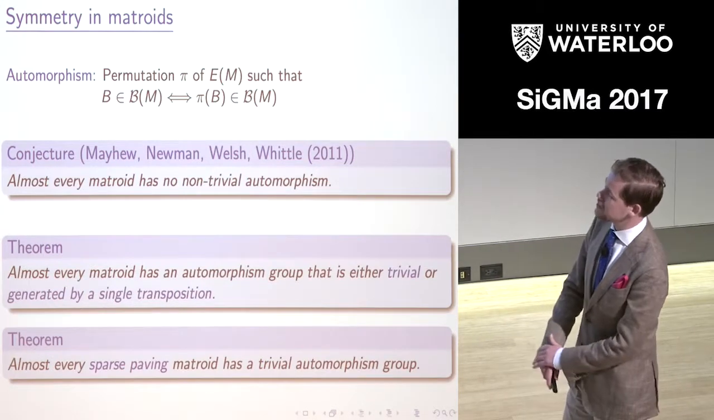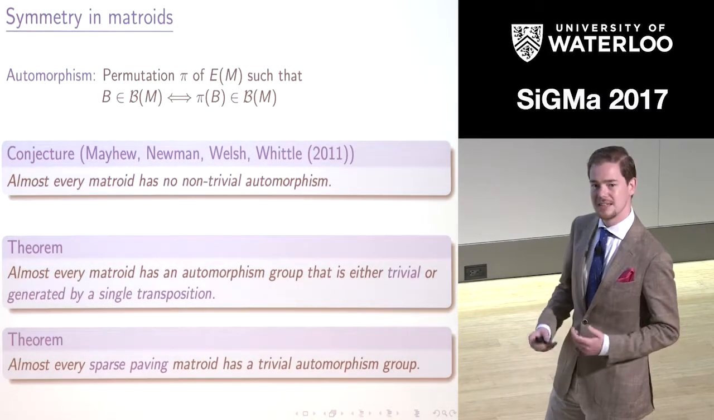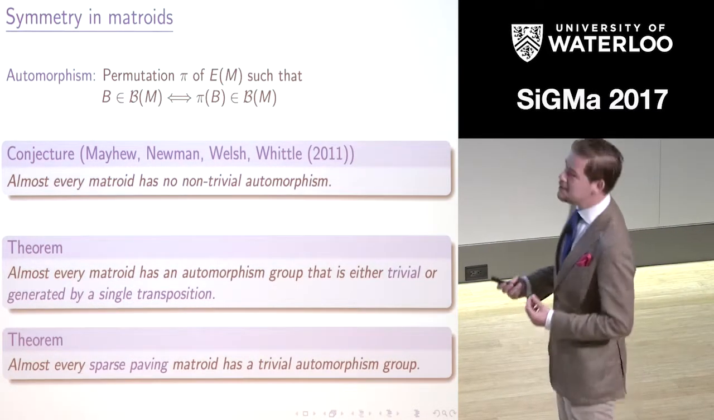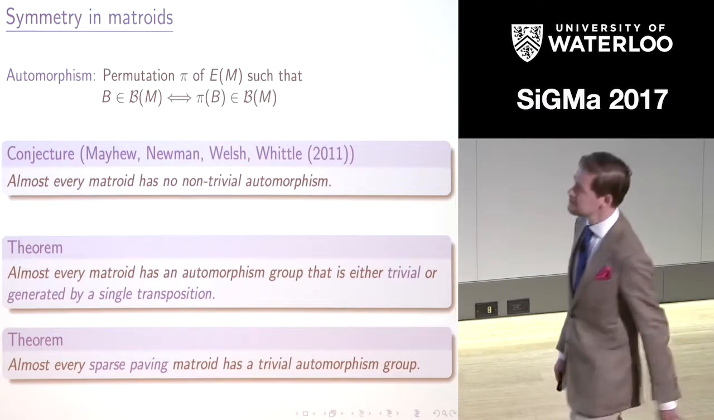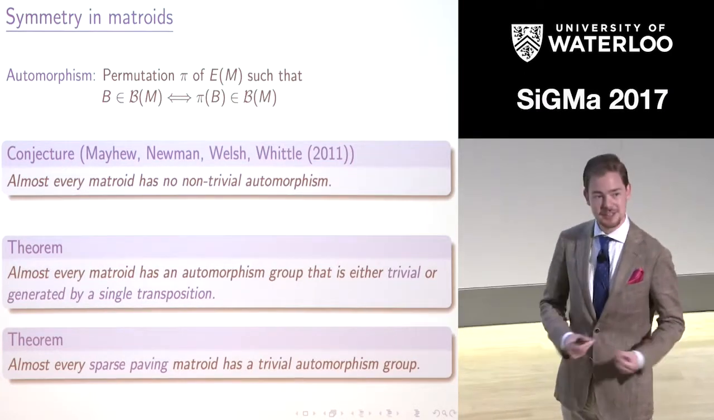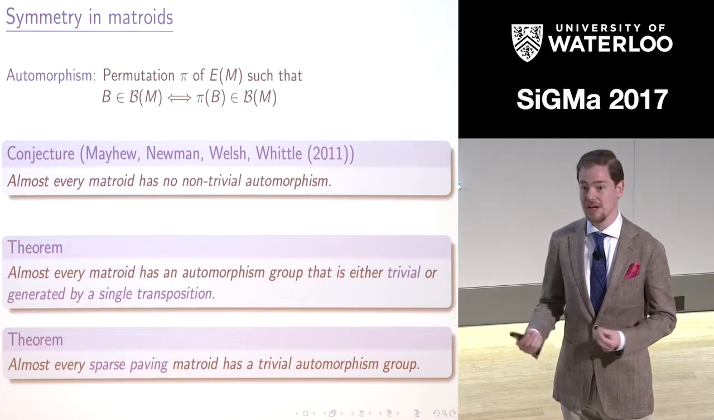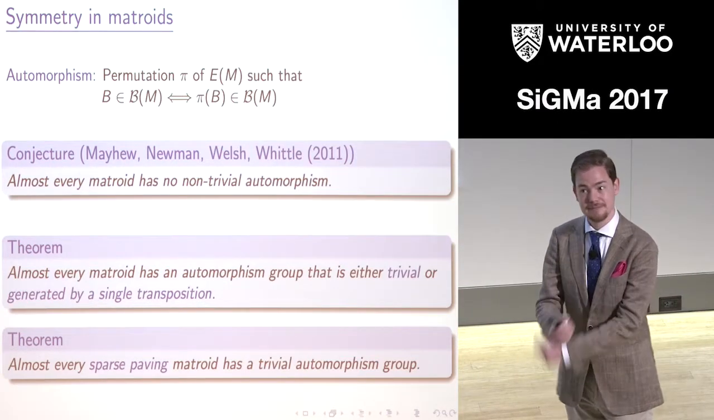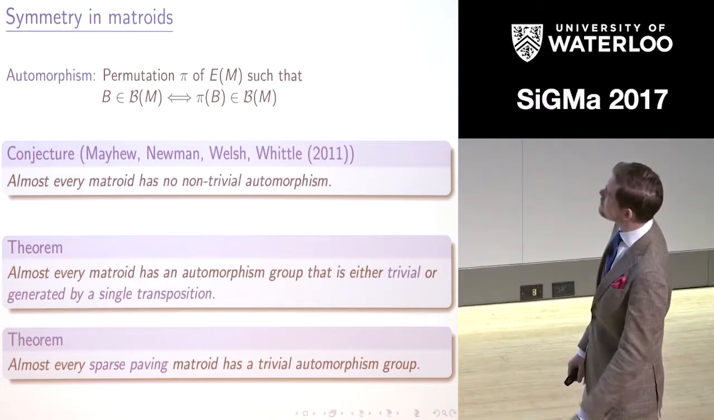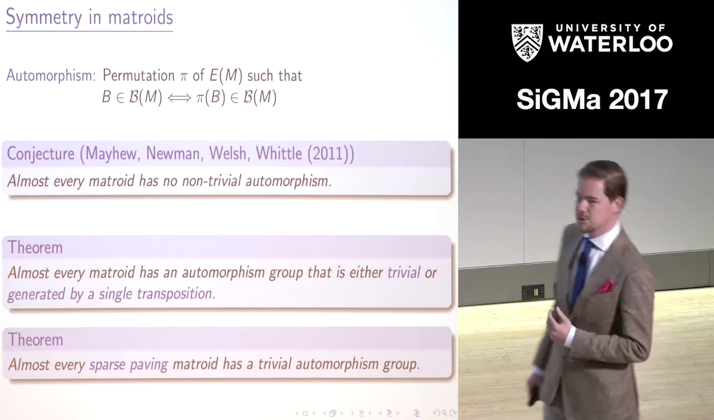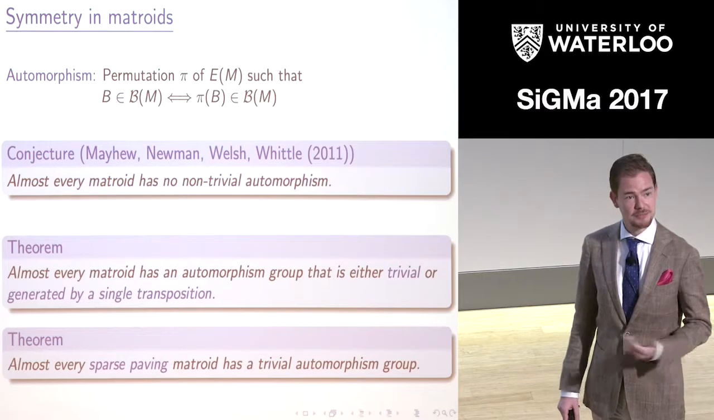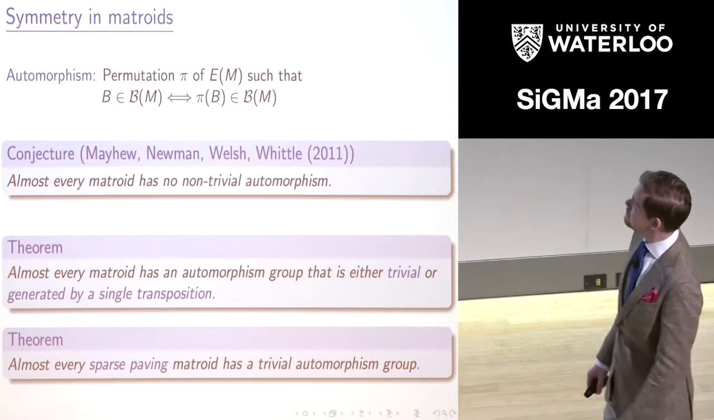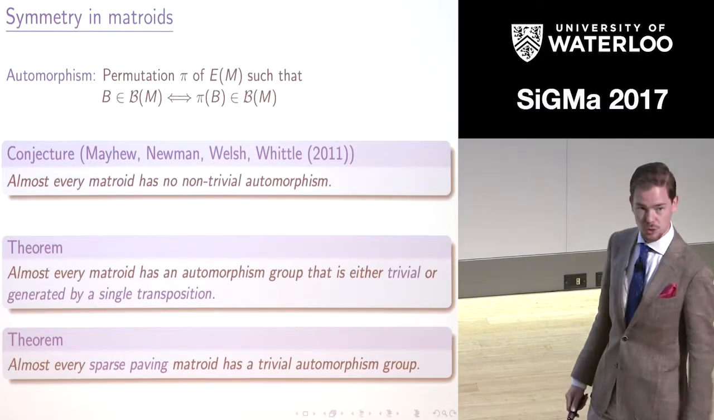So the first is that we can prove that almost every matroid, it may be asymmetric, but if it's asymmetric, then it's asymmetric in a very specific way, namely, we can swap two elements and that's it. The second is that if we restrict ourselves to the class of sparse paving matroids, then the conjecture holds.